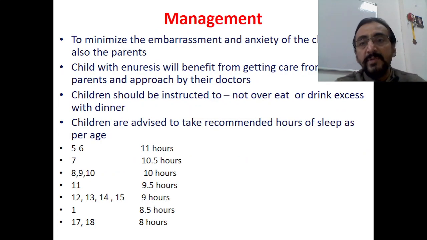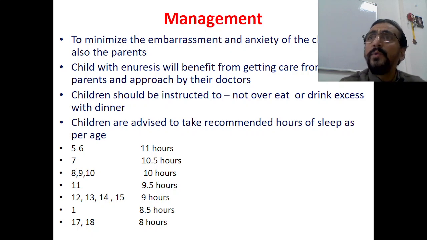Yes, now we come to the management part. To minimize the embarrassment and anxiety of the child and also of the parents, you have to start the treatment. Many times, if you simply advise some guidelines and send them back, they are not satisfied. So you have to start with some therapeutics. That greatly helps us to reduce their anxiety.